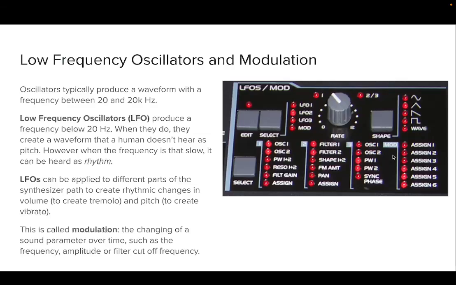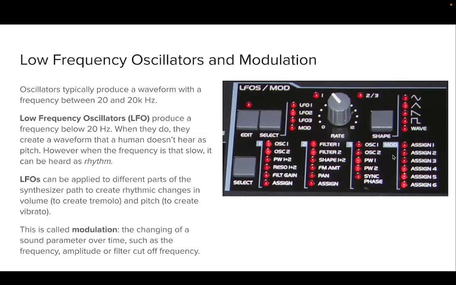Modulation is the rhythmic changing of a sound parameter over time, such as the frequency, amplitude, or filter cutoff frequency of a sound. This rhythmic change results in the sensation of tremolo or vibrato, depending on which parameter of the signal path is being modulated.